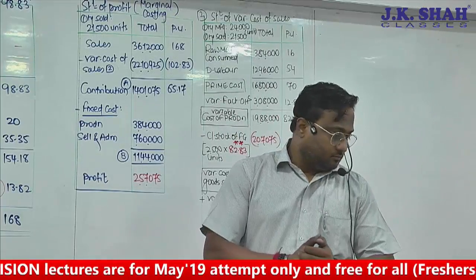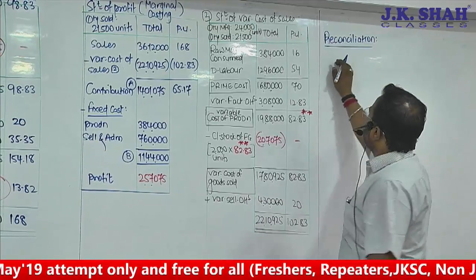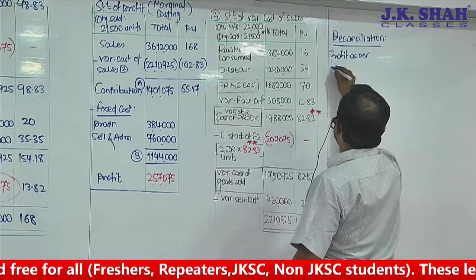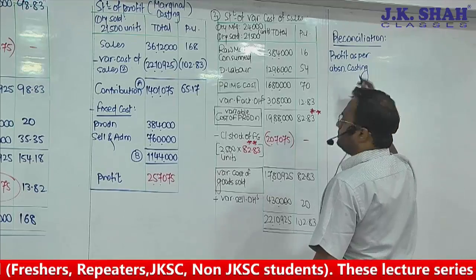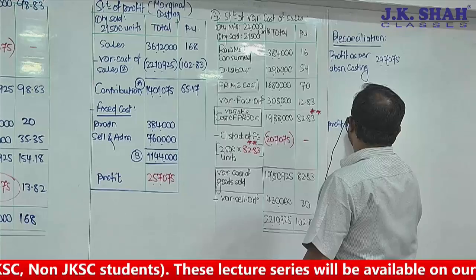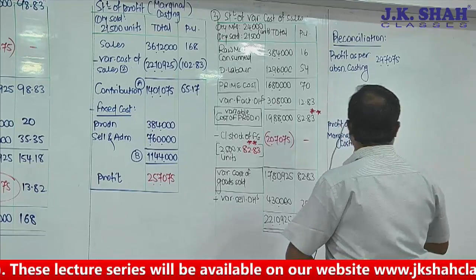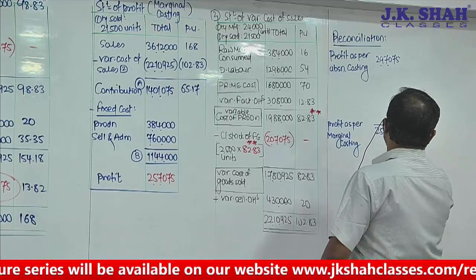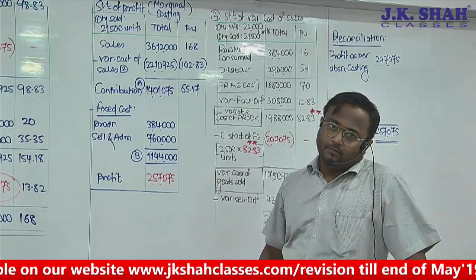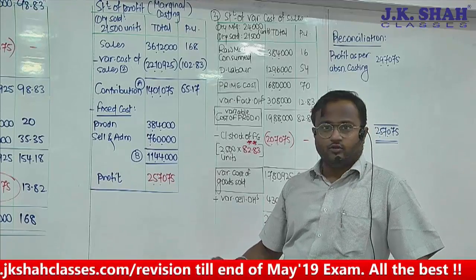So now reconciliation is asked. Now reconciliation means trying to find out reasons for difference between two figures. My profit as per absorption costing is 297,075. My profit as per marginal costing is 257,075. Now it has to be due to three factors. One, something is written in absorption but not in marginal. Something is written in marginal but not in absorption. And the third one is something is written in both but at different values.